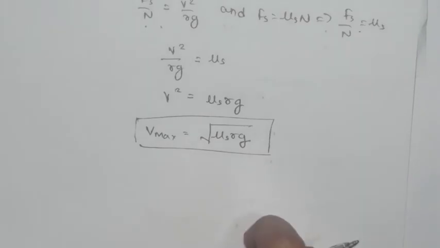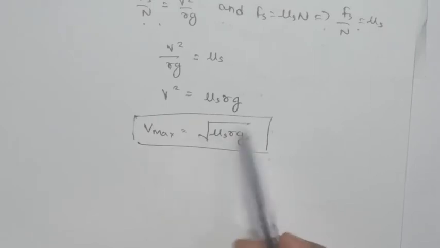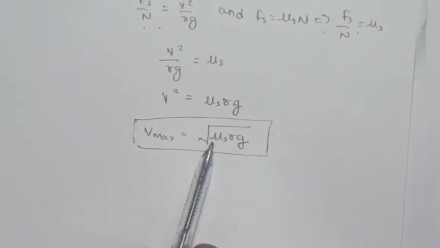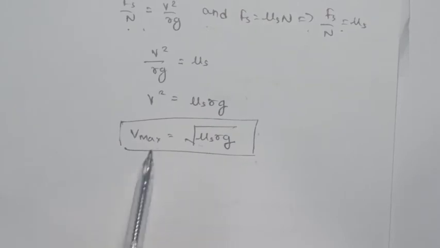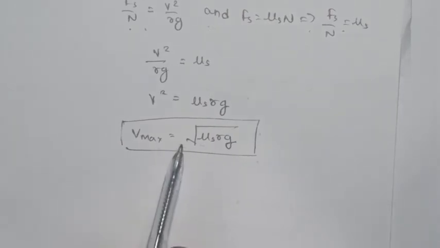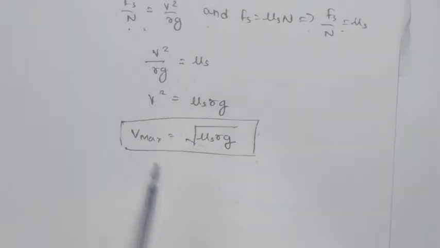The optimum or maximum speed of a vehicle depends upon the following factors. Which factors? The coefficient of static friction, the radius of curvature of the road surface, and the acceleration due to gravity acting on the vehicle. It is independent of mass because there is no mass factor in this relation. The speed of the vehicle remains the same for a heavy or a lightweight vehicle.